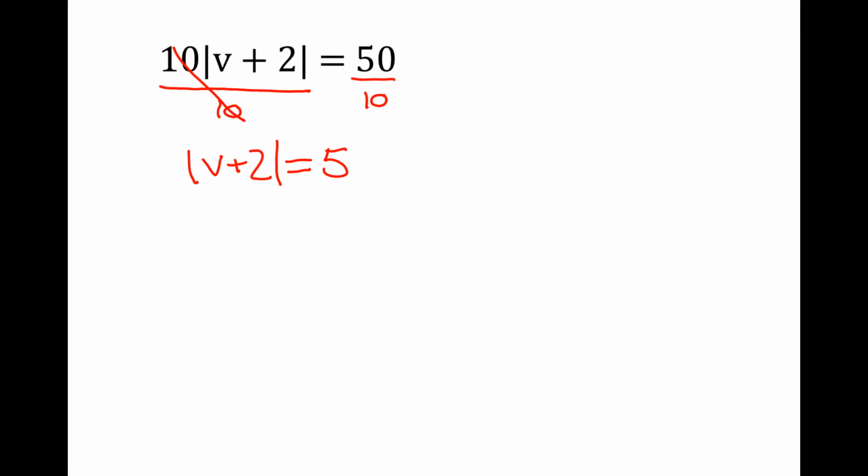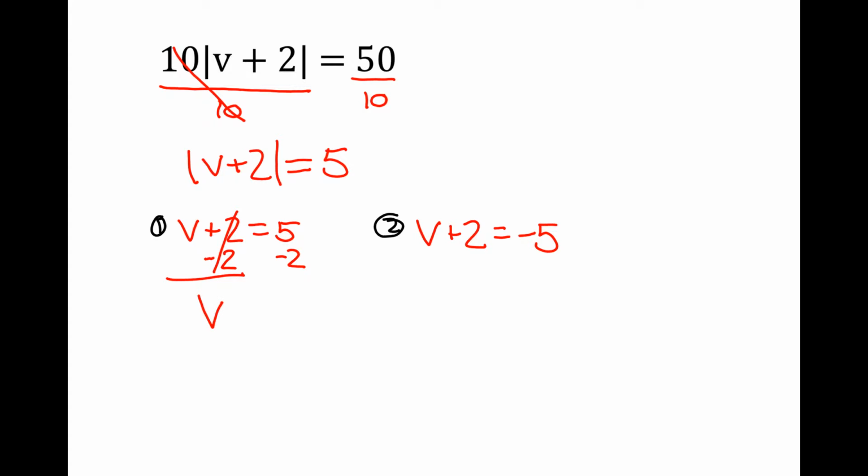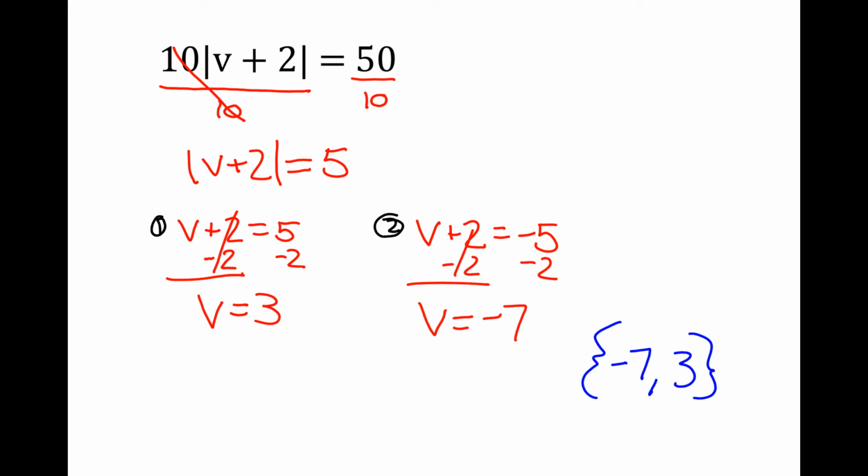No. So I can go right ahead and make my two equations. V plus 2 equals 5. V plus 2 equals -5. And now I solve them both to get my answers. For the first one, subtract 2 from each side. They cancel. You have v equals 3. Subtract 2 from both sides. You have v equals -7. Write it in our curly brackets. And that's our answer.